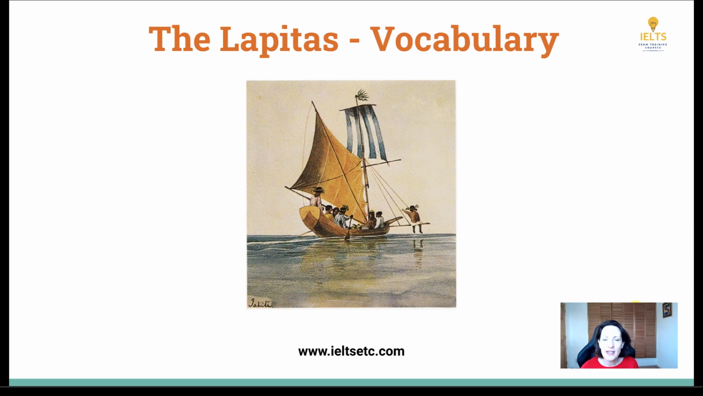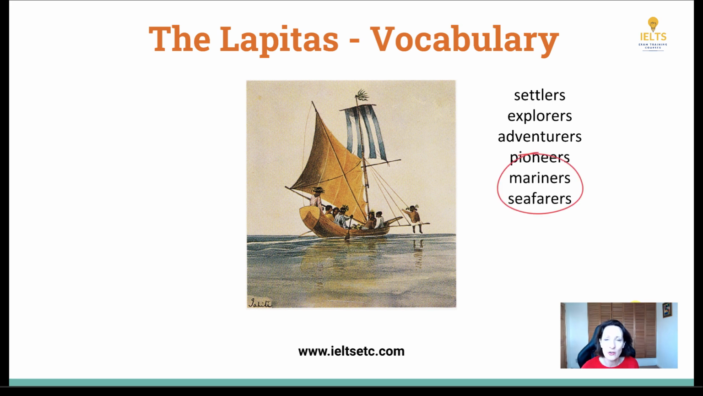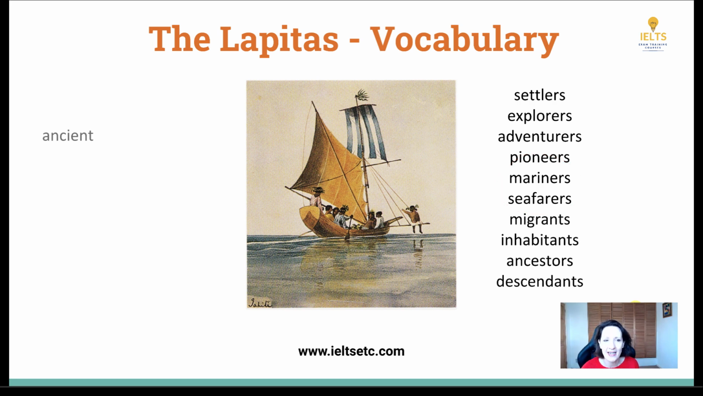The vocabulary, now you'll start seeing the patterns. So these two were adventurers, pioneers, but also mariners on the sea or seafarers and migrants. These words come up so often in these kind of texts.